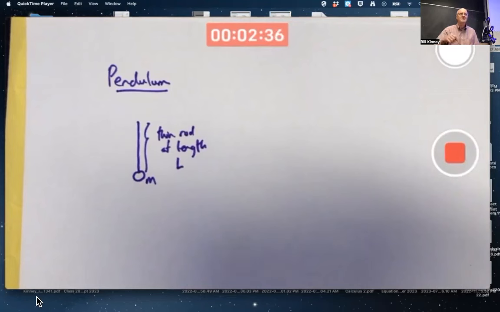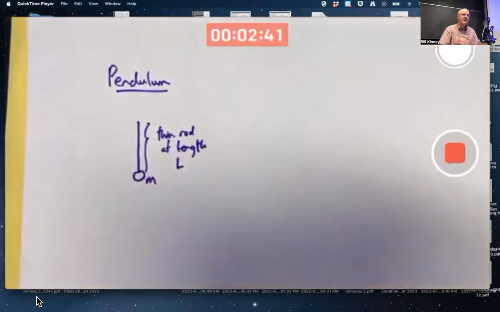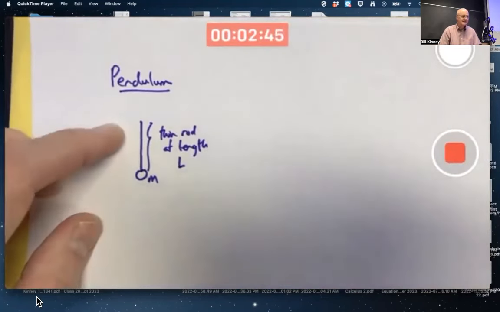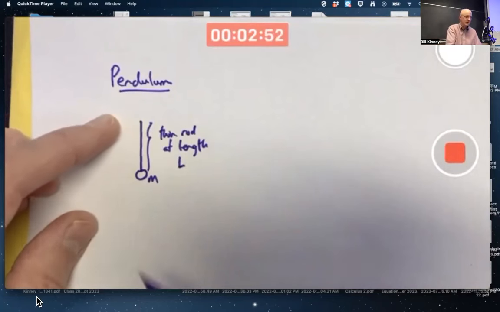So what happens with this? Is it attached to the ceiling? Is it attached to something else? I'm not going to worry about what it's attached to. I'm just going to imagine it's attached here stationarily, but it's allowed to swing back and forth. Okay, so this is going to swing back and forth.